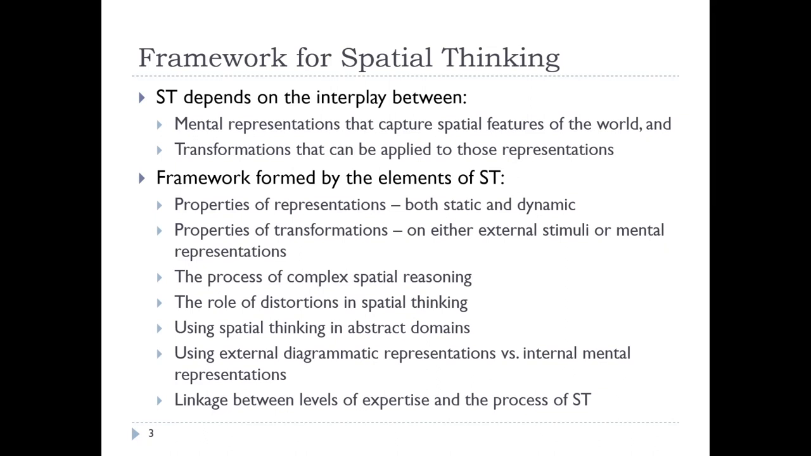There are distortions that occur, sometimes good. Sometimes those little outliers help us. Sometimes it messes us up. Sometimes we're not able to generalize because the distortion throws us off. We need to start thinking in abstract domains, so beyond the practical. That's important. We get to the point where we're using external diagrammatic representations versus internal mental representations. So again, we're doing this either physically, maybe with our hands, maybe drawing something, versus doing it in our heads. I think of the Rubik's Cube as a way of doing it with our hands versus mentally doing that in our head. And then we're linking things between levels of expertise and our ability to actually think spatially. So all those things are part of this framework.